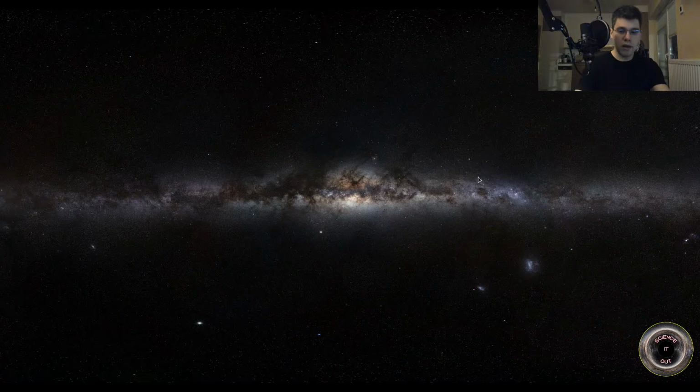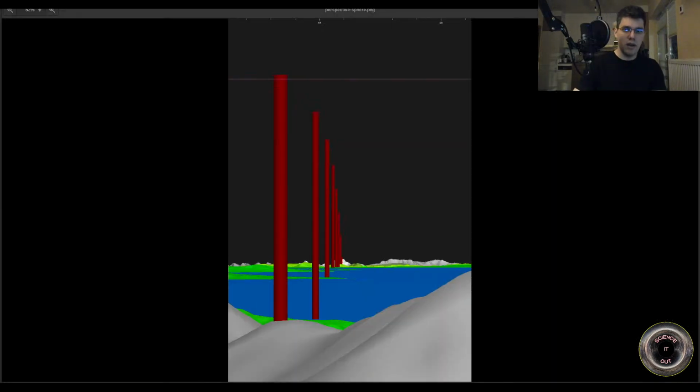And I will show you right now what it looks like. And this actually nicely shows that the simulator does account for perspective. So if any flat earthers are watching, please take note. So that is what it looks like on a globe.